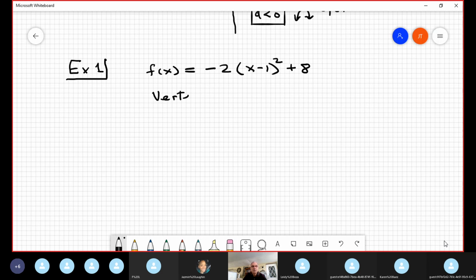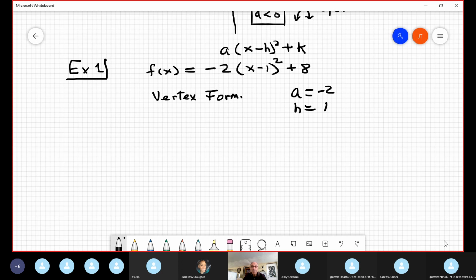Vertex form. In the vertex form, I can see that a is negative 2. We compare with a times (x minus h) squared plus k. h is 1, positive 1.